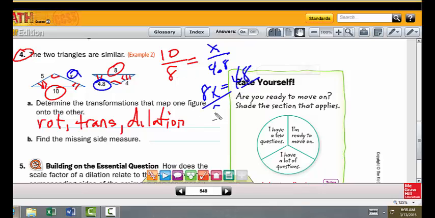Divide both sides by 8, and you get x equals 6. So to find our missing side measure, all we need to do is answer 6 in that case.